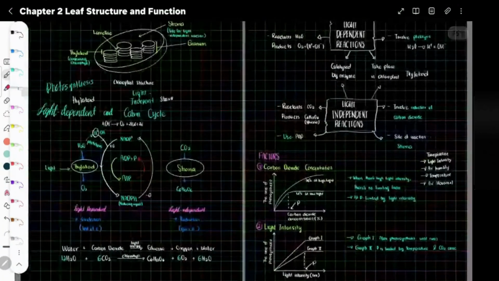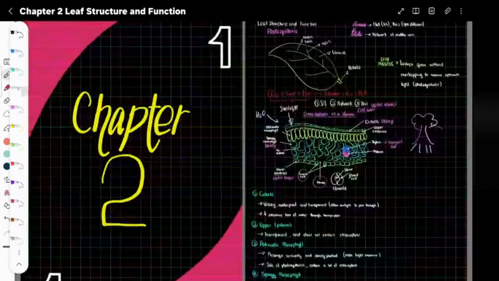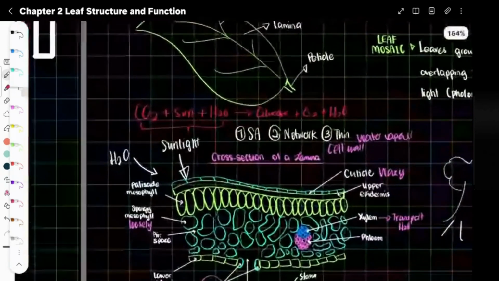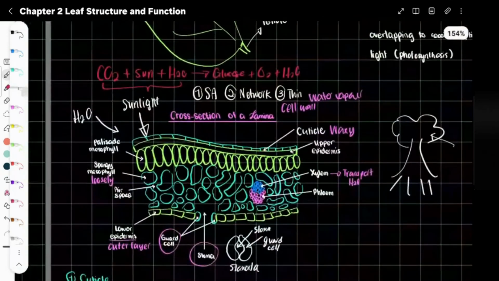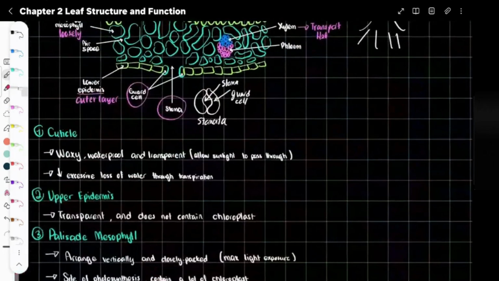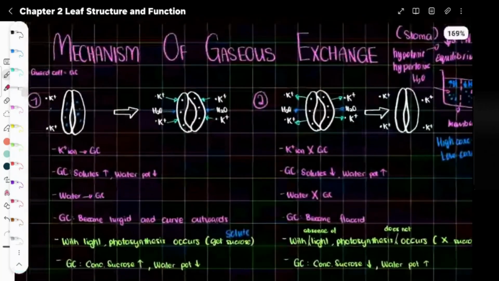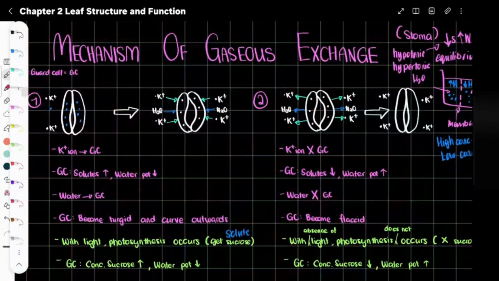That's all with chapter 2. Chapter 2 is very easy, and don't get confused. The thing that people sometimes forget is this one here: you have to understand how the structure looks. You have to focus on photosynthesis. And then this one here, how does the stoma open, in two different conditions.